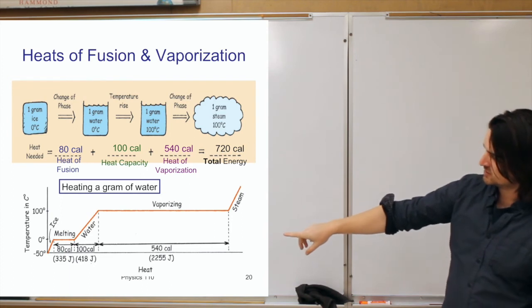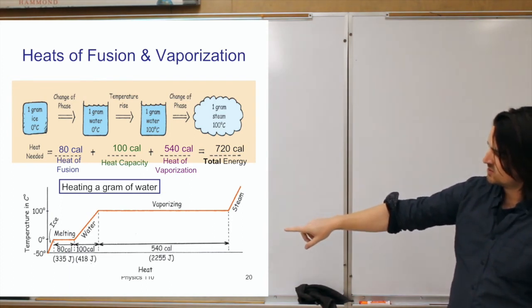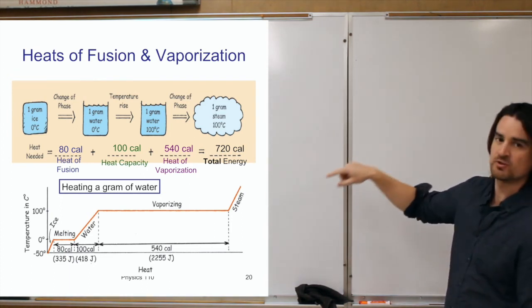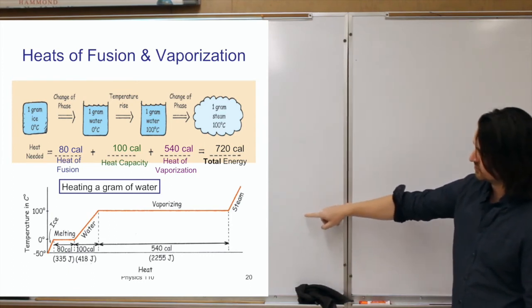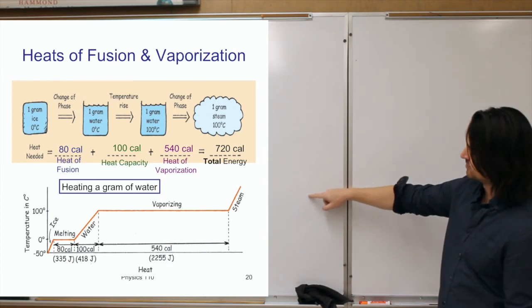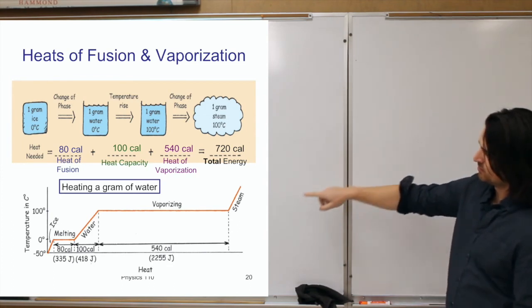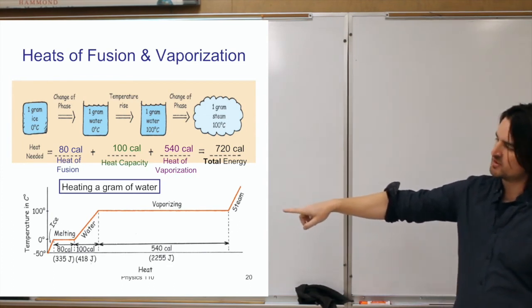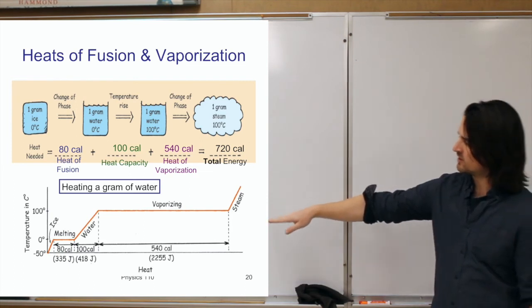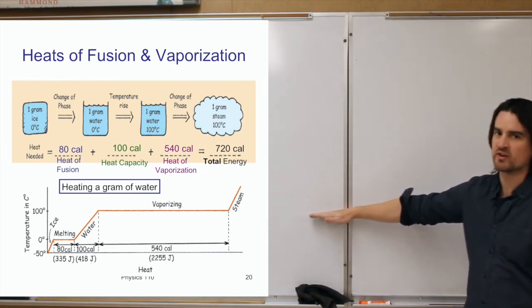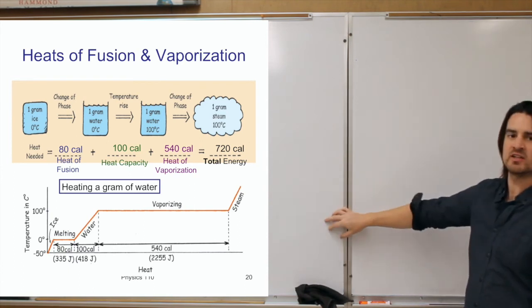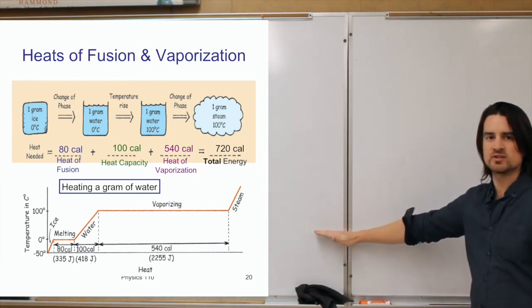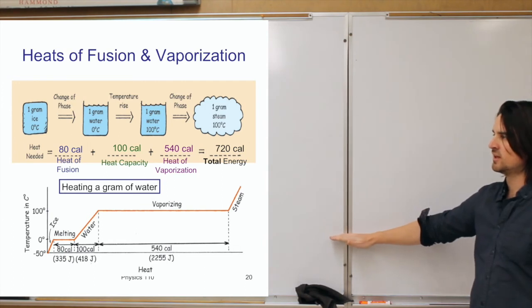So what we see is, to get that ice up to 0 degrees, we have to add some heat. So going up and to the right, we're adding heat, we're bringing the temperature up. But right when we get to 0 degrees, that curve is going to go horizontal, meaning we're adding that heat, we're adding 80 calories of heat, but it's not changing the temperature of that H2O.